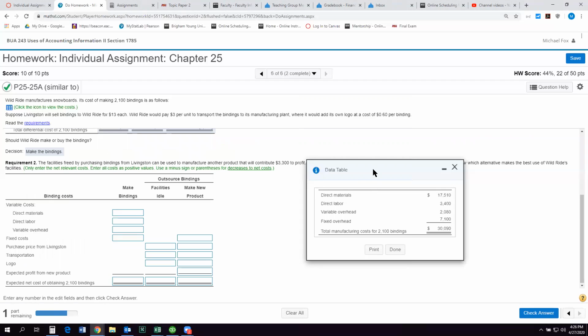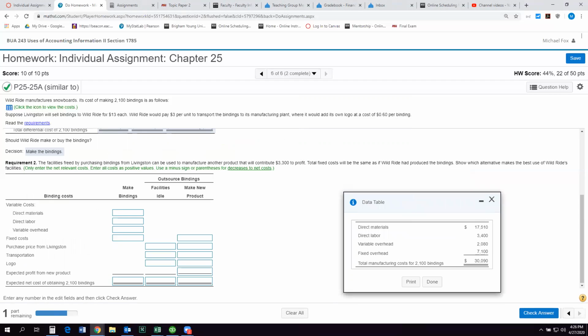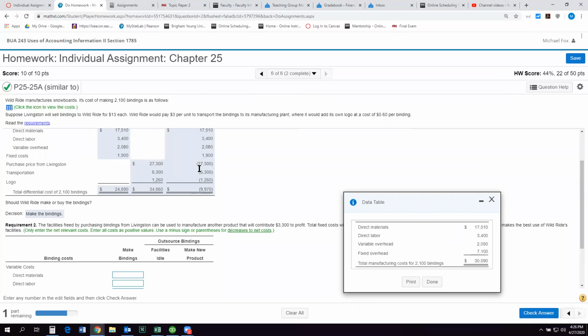All right, so the facilities freed by purchasing the bindings from Livingston can be used to manufacture another product that will contribute $3,300 to profit. The total fixed cost will be the same as if Wild Ride had produced the bindings. Show which alternative makes the best use of Wild Ride's facilities. So all of these direct materials, all of these costs for making are going to be the same as above, and this one that says facilities idle are also going to be the same as above.